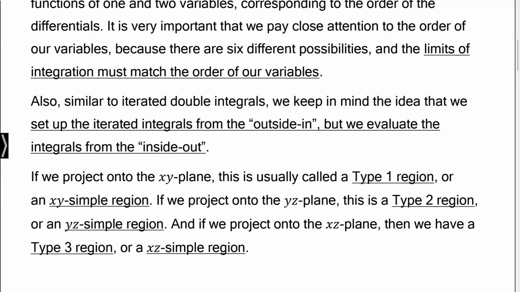Is this a type 1 or a type 2? That doesn't really matter. What's important is that you are able to set up the limits correctly so that it matches the region, and then you're able to evaluate the iterated integrals. Okay, so let's look at our first example. Before we even set one up, I just want us to get some practice evaluating some of these triple iterated integrals, because it's a little bit more complicated than with the double integrals, although it's the same idea.